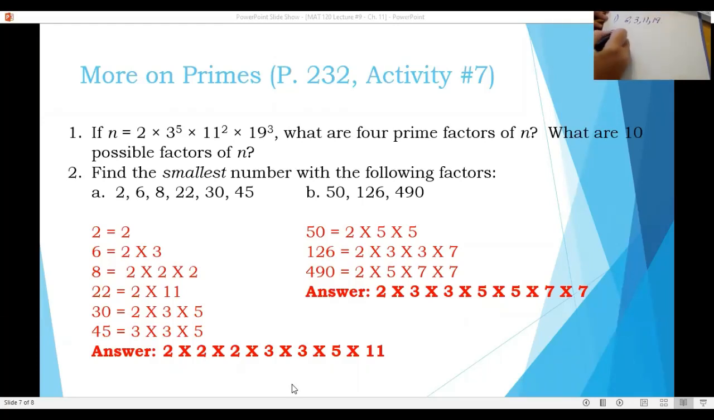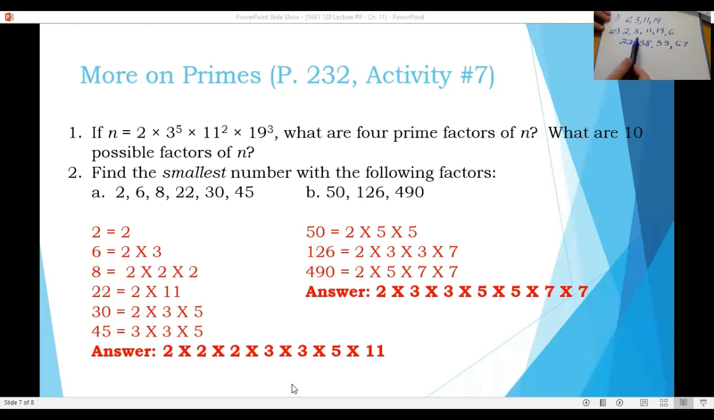For the second one, it says, now, what are 10 possible factors of n? Well, of course I have these 4, so why not list those first? Because those are also possible factors of n. They didn't say they want composite factors, they want factors. There's 4 of them right there. If I multiply these together in different ways, I arrive at other answers: 2 times 3 is 6, 2 times 11 is 22, 2 times 19 is 38, 3 times 11 is 33, 3 times 19 is 57. I have 9 here.